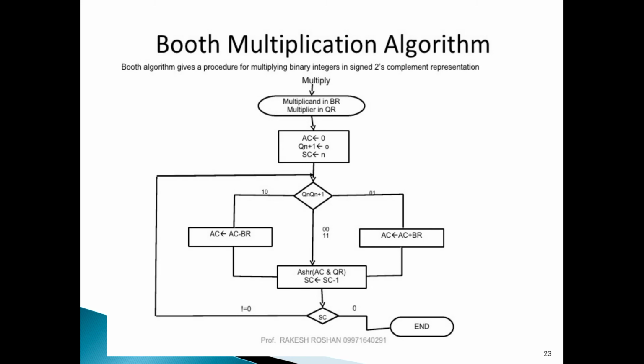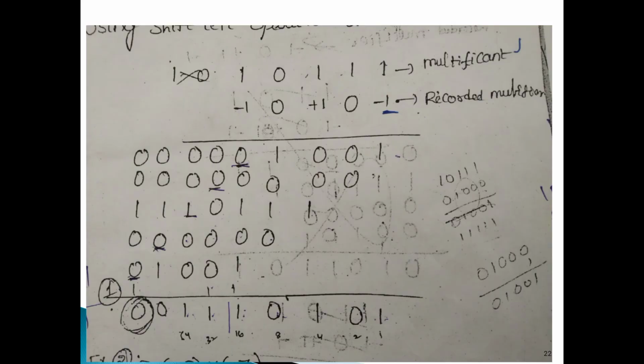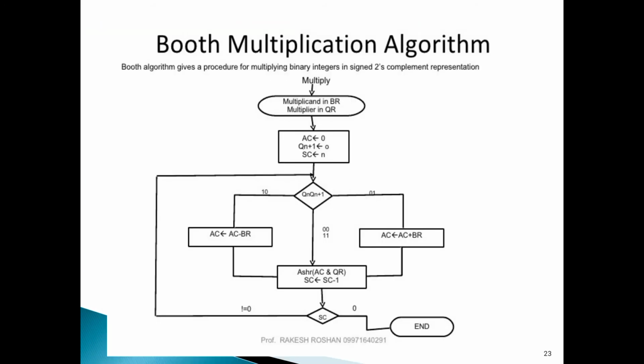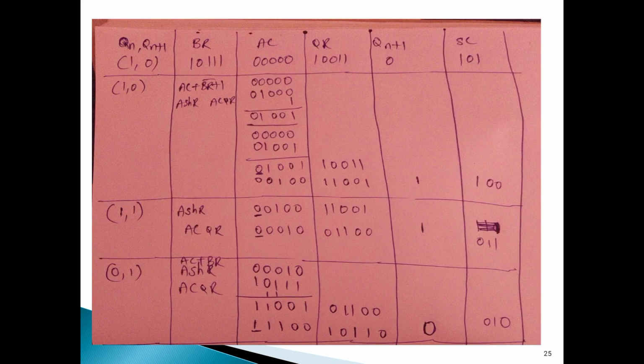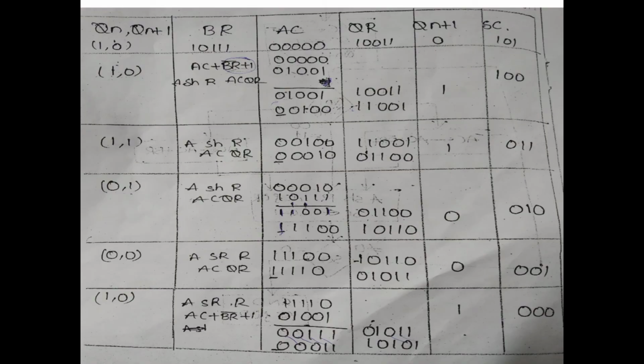According to this flow chart, after performing the shift right operation, so then what will you do? Decrement the sequence counter. So what is the before sequence counter? 5. And what is the after sequence counter? Is 4, right? So the sequence counter is 4.